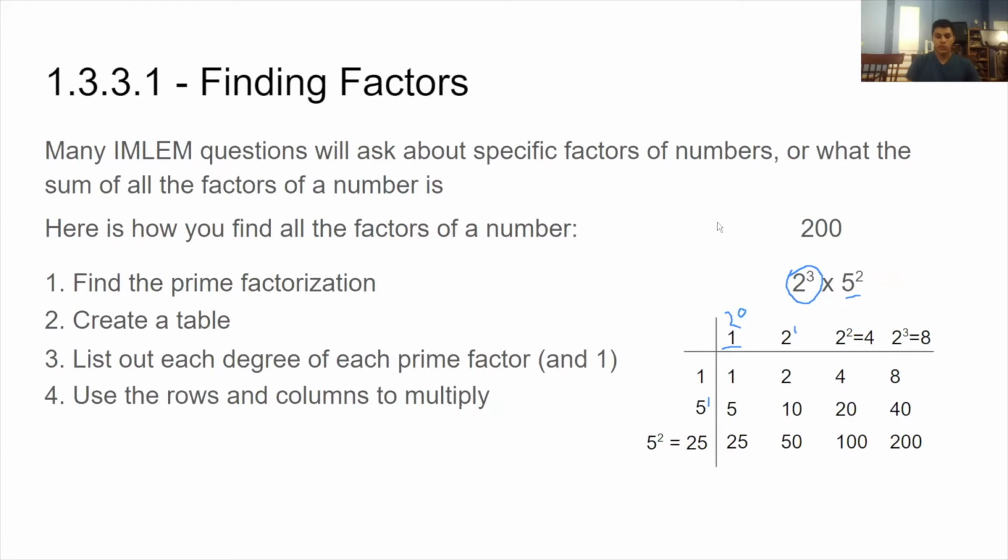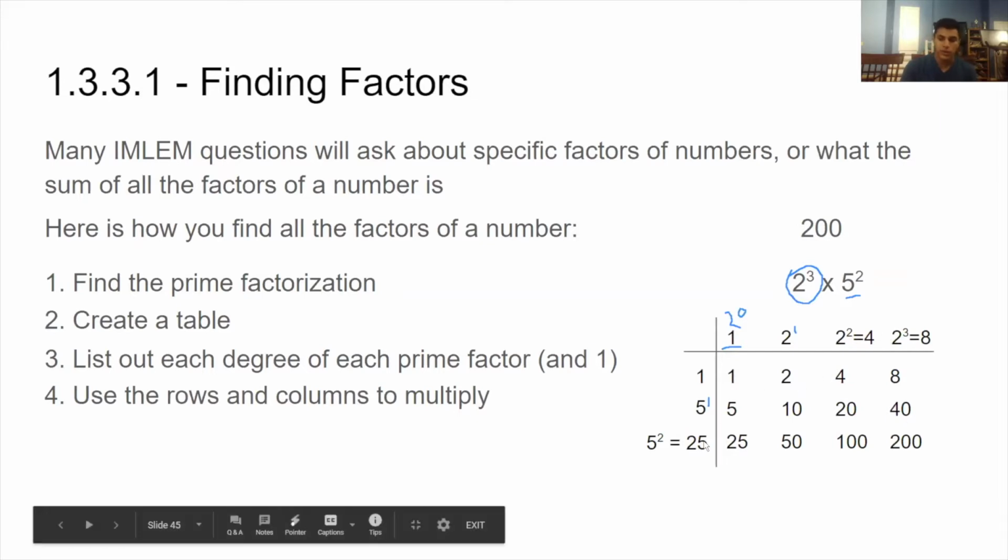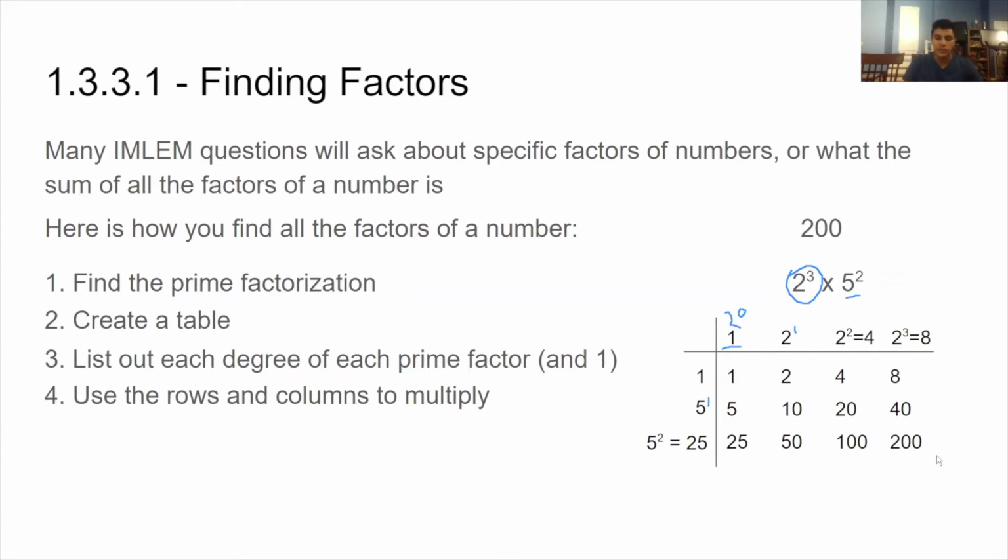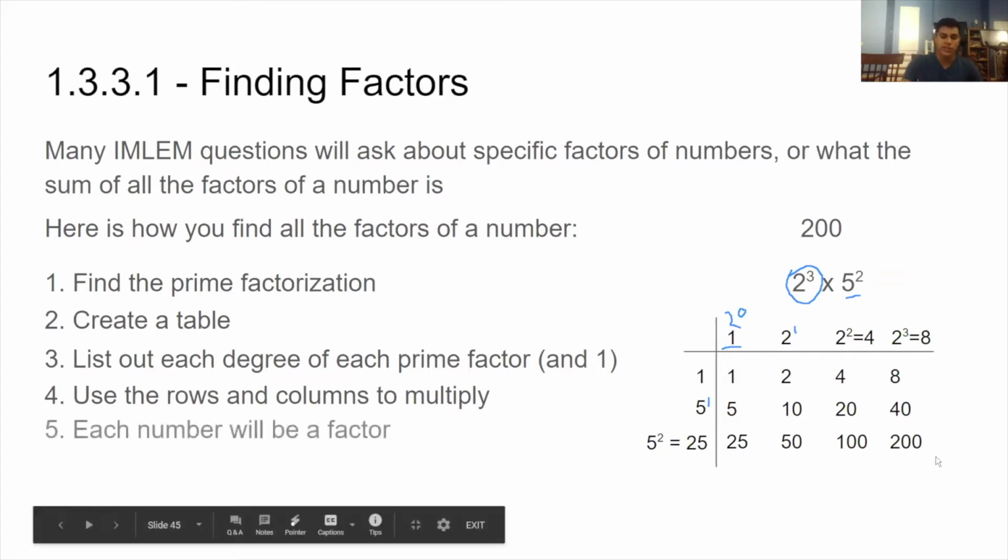So this is what it should look like when you're done. I multiplied in the first row 1 by 1, 1 by 2, 1 by 4, and 1 by 8. In the second row 5 by 1, 5 by 2, 5 by 4, and 5 by 8. And then the third row 25 by 1, by 2, by 4, and by 8. And that gives me all of the factors of 200. So each number inside the table is going to be a factor of 200. And that's how you find all of the factors of a number.